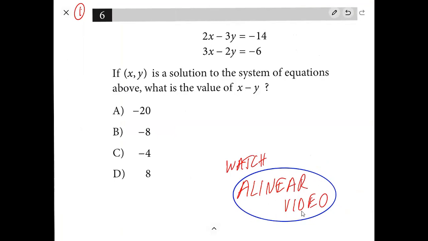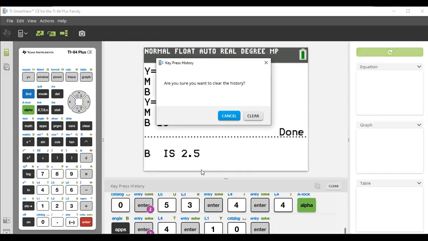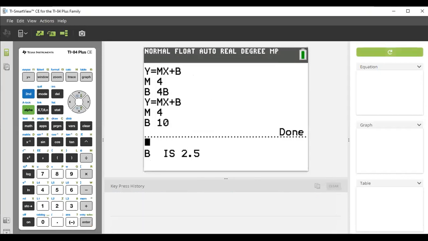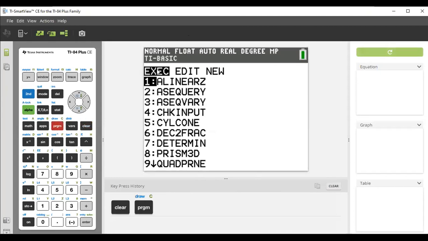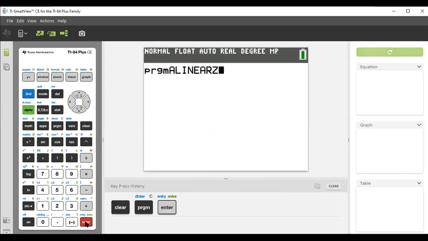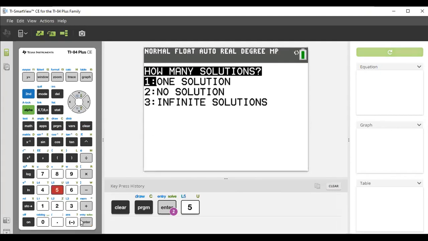If we go over to my calculator, let me clear all of this stuff because I want this to be nice and clean. What you would do is go to the program. It's going to be Alinear. I have a Z at the end because I didn't want to change my original program just yet until I had a chance to demo this, but it will be called Alinear. Press enter again, and it's going to give you all these options. This is where you need to watch my other video to see how these other options work. In this video, we're only dealing with option 5, system of equations. So you would press 5.